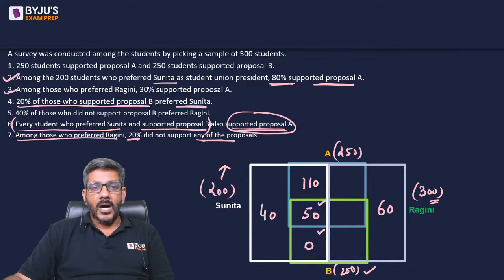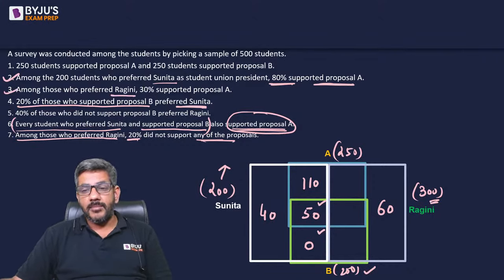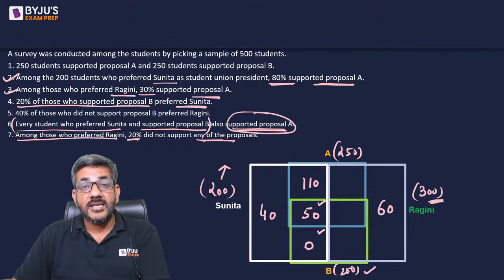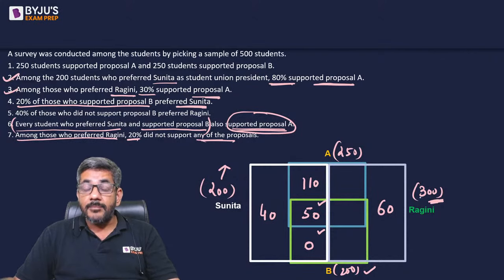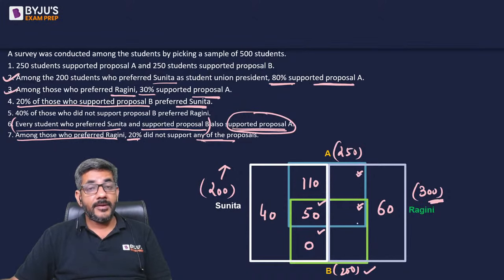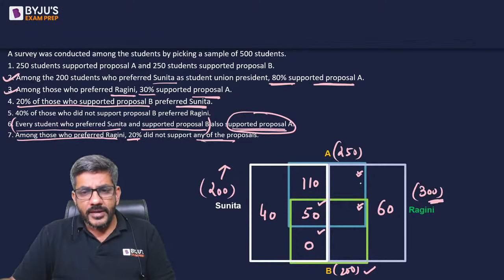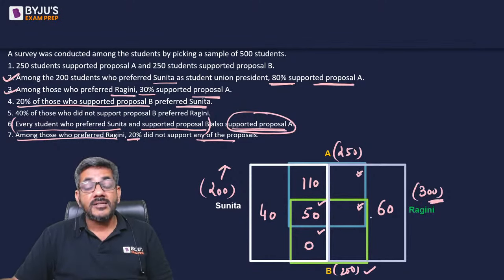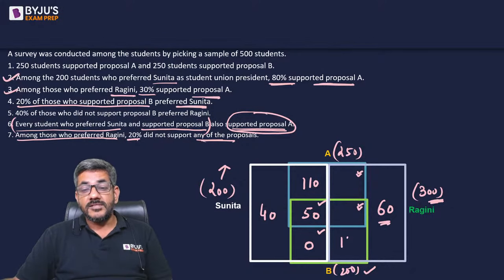Moving ahead. Among those who preferred Ragini, how many people preferred Ragini? 300. 30% supported proposal A, that is 90. Out of 300 people, 90 supported proposal A. That means these two areas would add up to 90. Do we need a variable? Don't take one right now. If these two areas are 90, the other two areas are 210. And out of those other two areas, one is already 60. So what is the other area? 210 minus 60, which is 150. I got this value as well.